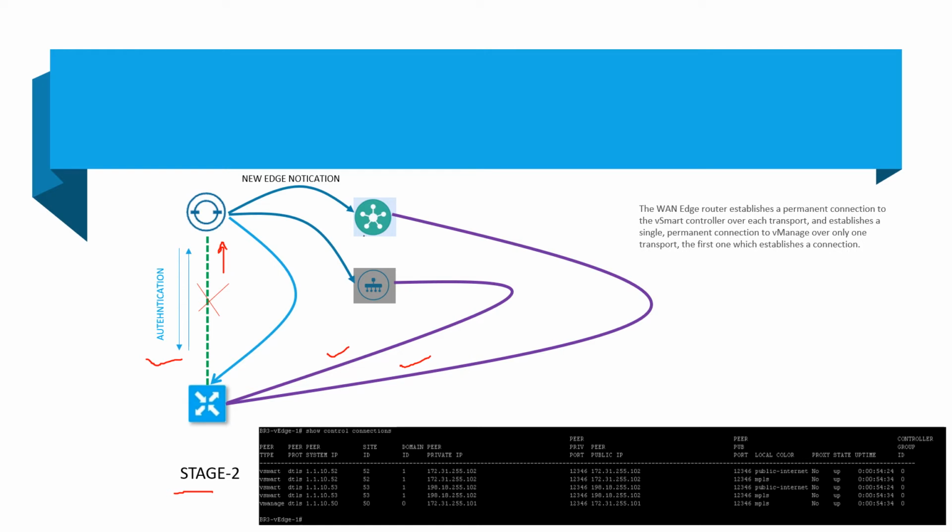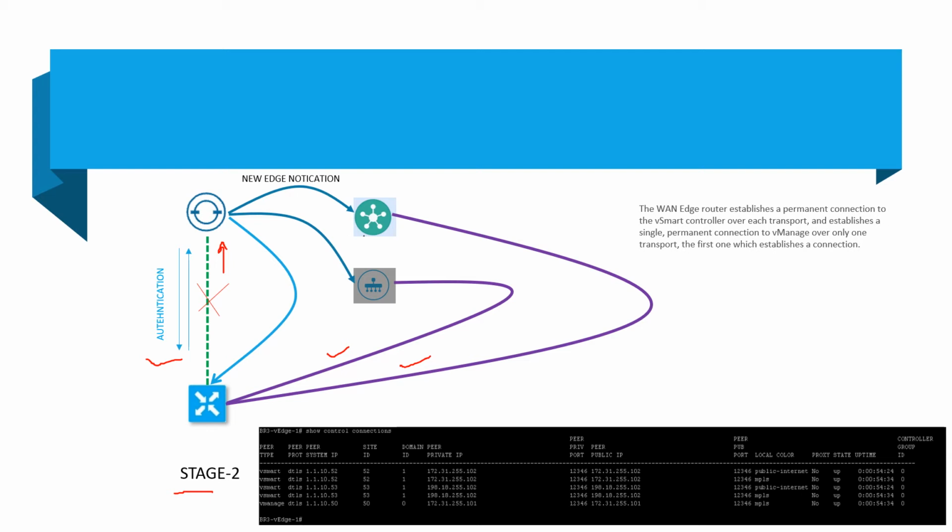These are the permanent connections established, and we already discussed the vManage connection. If you have multiple transports, only one vManage connection is going to be established. Whichever is the first one remains there, and the next connection gets dropped.